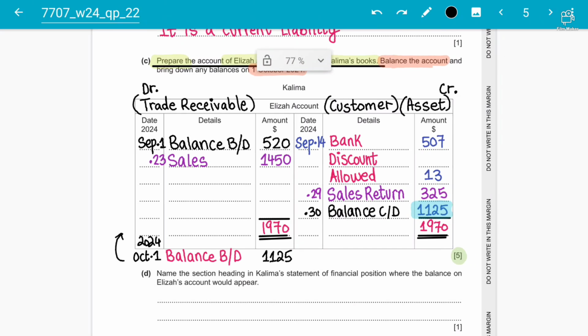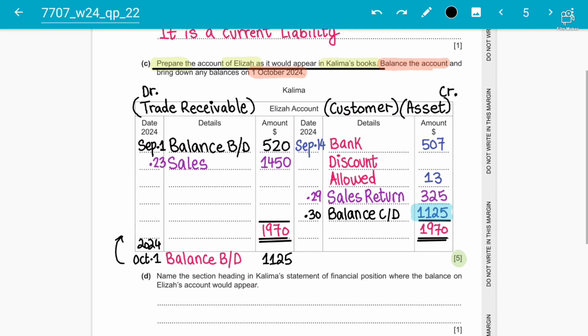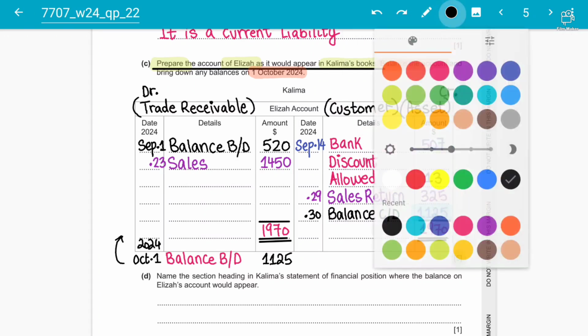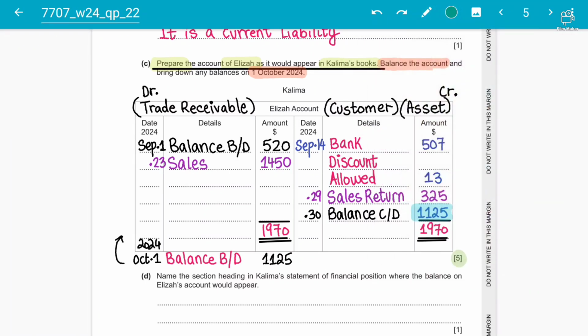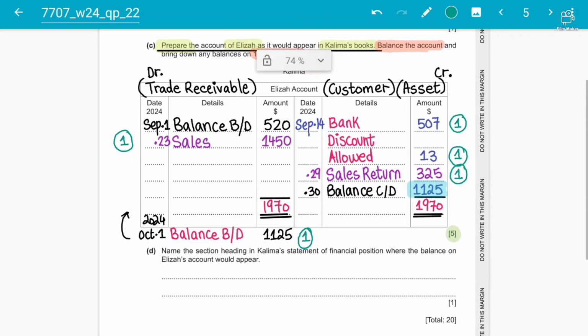That's how we will be getting all 5 marks, students, of Aliza's account. Every transaction has a mark. So we have 1 mark for the sales, 1 mark for sales return, 1 mark for bank, and 1 mark for discount allowed, and the one final mark is for bringing down the balance and getting the next opening balance. That's how the 5 marks will be given.